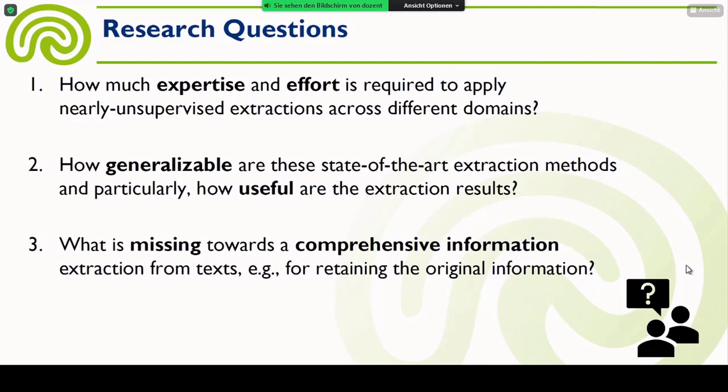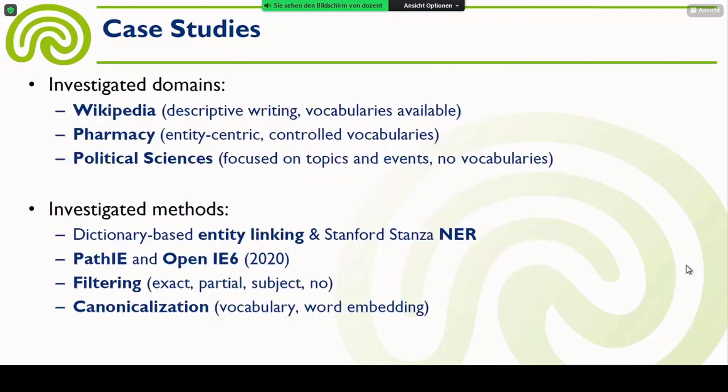In this talk, I do not have any numbers for you. It's just a collection of qualitative findings. If you're interested in numbers, please read my paper. What have we done? We have performed 3 case studies, so 3 persons, 3 case studies, and 3 different domains.